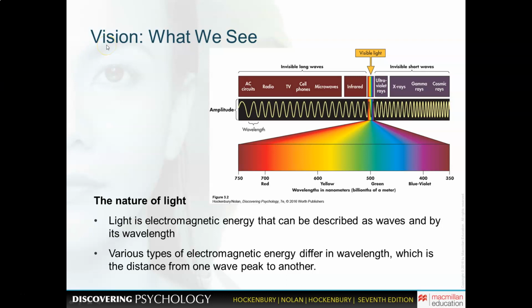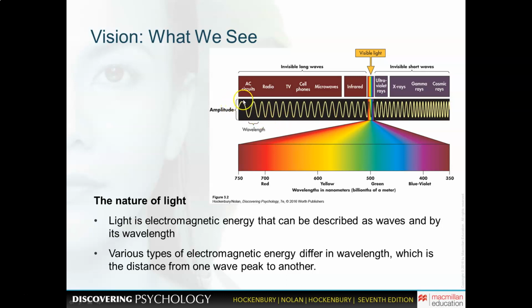So coming back to what we were doing here, we're going to start taking a look at vision. What we do when we are able to perceive visual stimuli is perceive light. That's electromagnetic energy, and light reaches our eyes in waves.